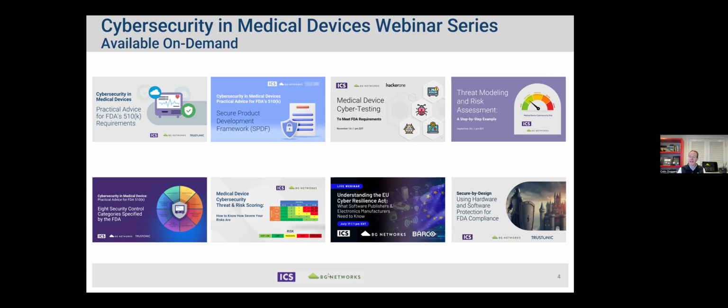For instance, we did a threat modeling and risk assessment webinar, which you can see on the upper right, back in April with MassMedic. And in this series now, we actually have quite a bit of the FDA's guidance covered. So if you're new to the cybersecurity aspects of submissions for FDA, there's a lot of content on here now, and we'll continue to develop this content.